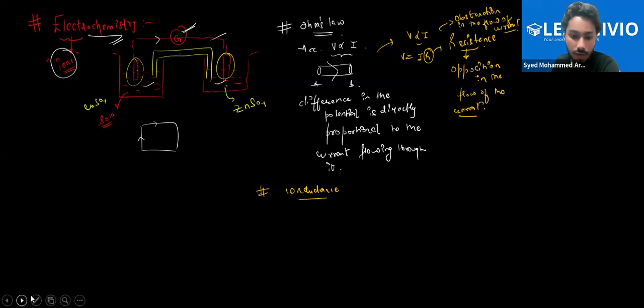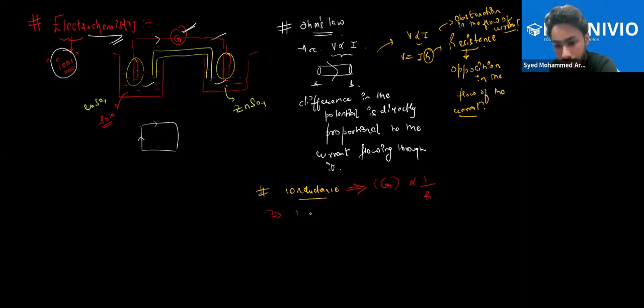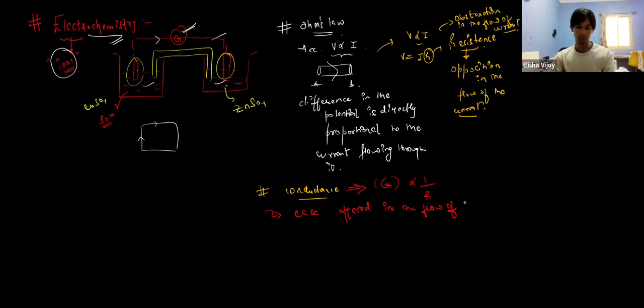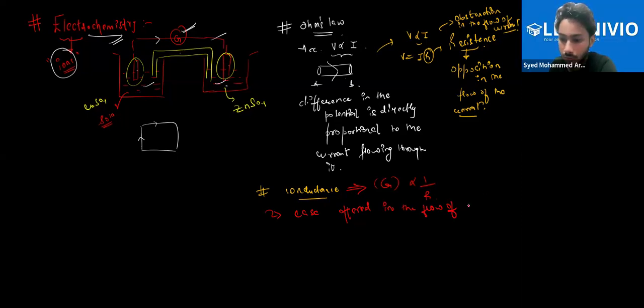Understood? Now, let's move on to the conductance. It is basically the reciprocal of the resistance. So conductance is denoted by G and it is the reciprocal of the resistance. It is the ease offered in the flow of the ions or the current. That is my conductance. Understood?